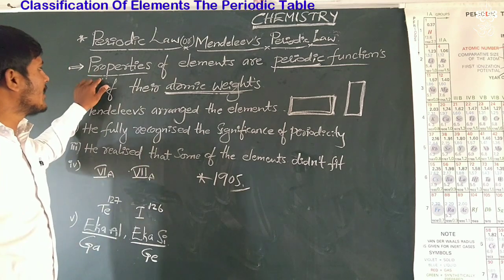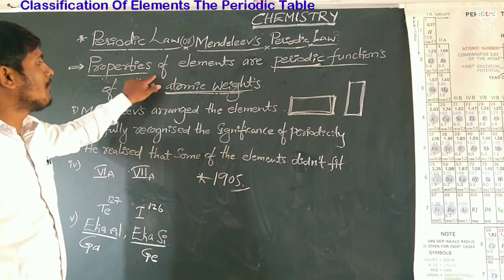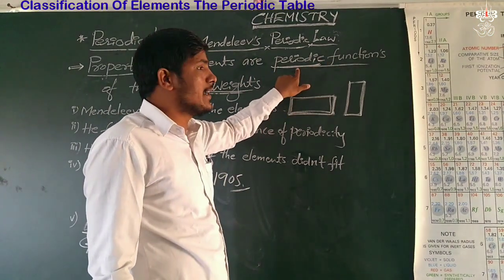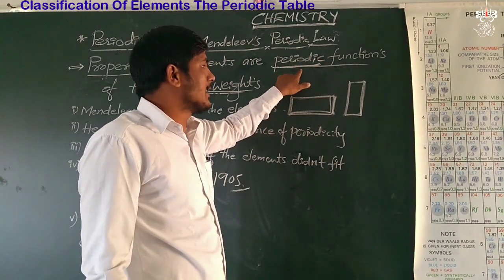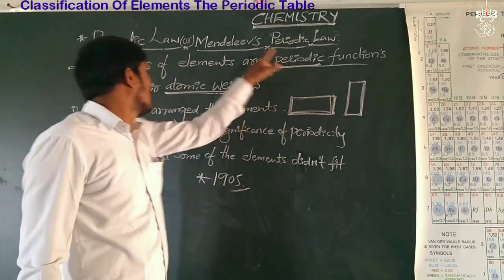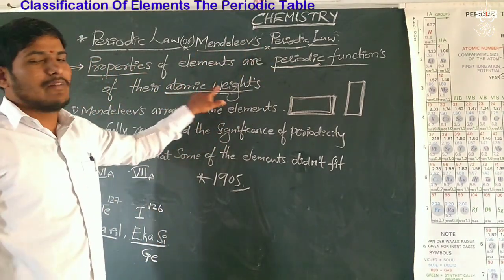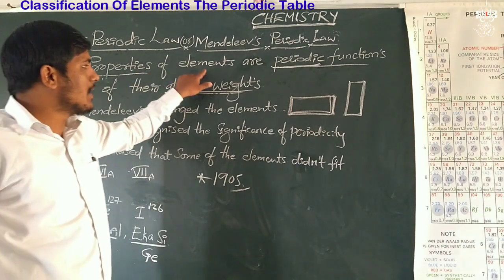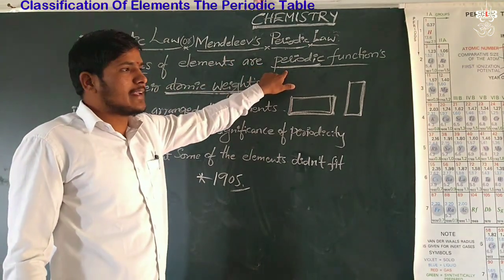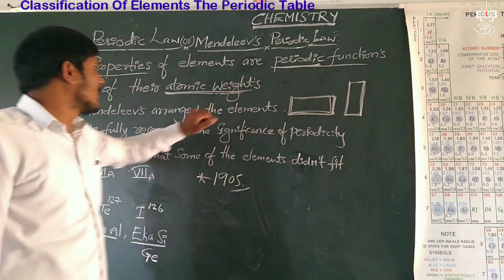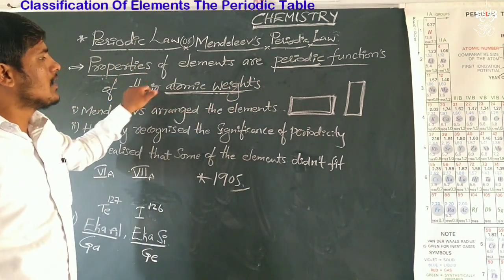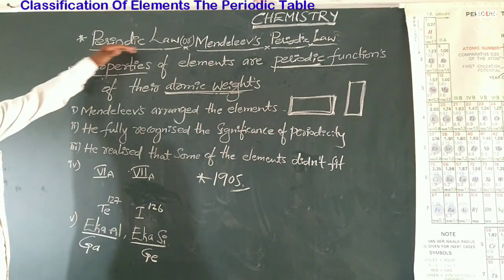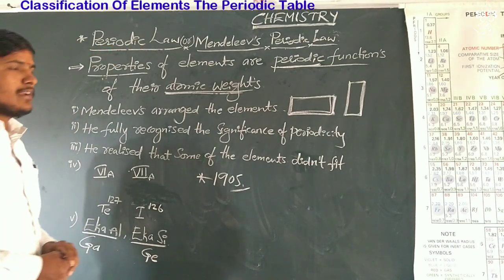The physical and chemical properties of elements are periodic functions. What is meant by periodic? Appearing at regular intervals is said to be periodic. That means the physical and chemical properties of elements appear at regular intervals based on their atomic weights. This is said to be the periodic law, or Mendeleev's periodic law.